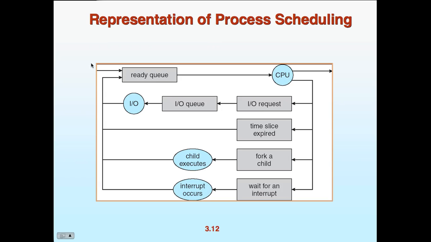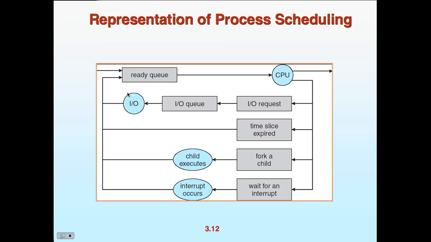So we have a ready queue. Everything goes into the ready queue in the beginning. It goes to the CPU. The CPU says it's an I/O request, it's a fork of a child, it's an interrupt, it's a time slice. It's one of these items here. If it's an I/O request, for example, then it gets out of this queue, goes into the I/O queue, and waits for the I/O to become available, because hardware and I/O devices only let one process at a time touch them.